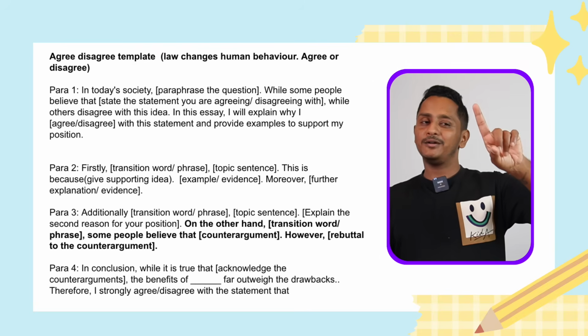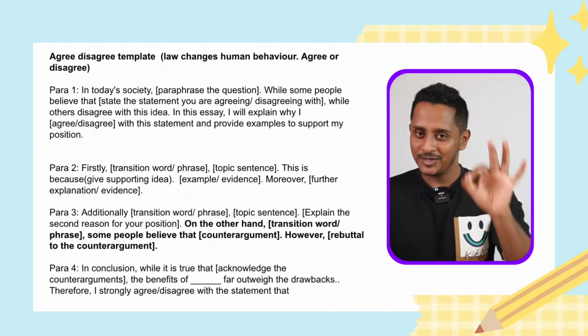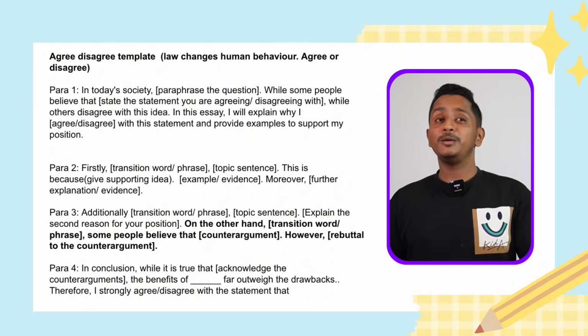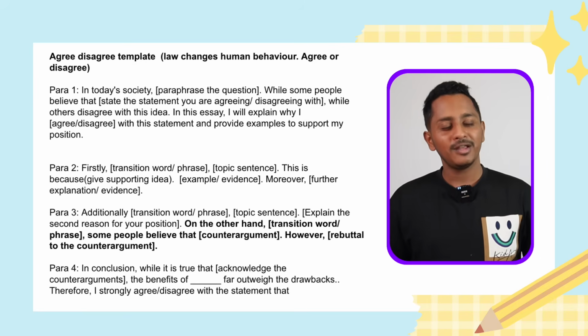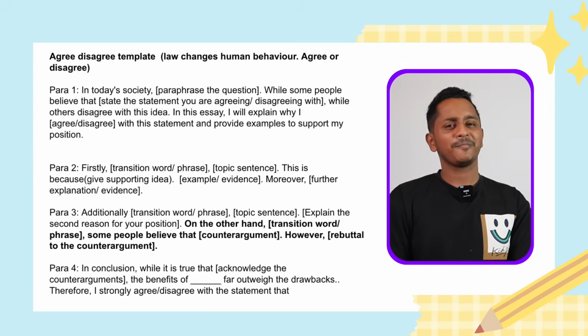Now, first paragraph we give an intro, whether we agree or disagree. Pay more attention. This is the tricky part. Second paragraph is where we explain why we agree. Third paragraph also we explain why we agree. Also, we need to talk about the disagree part because it is there in the question.